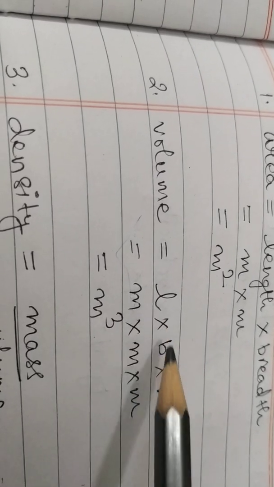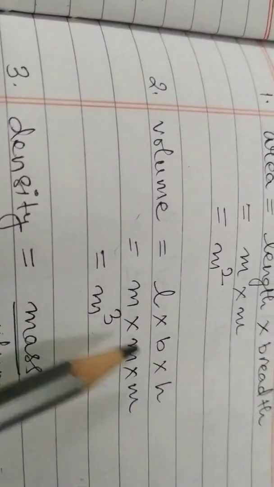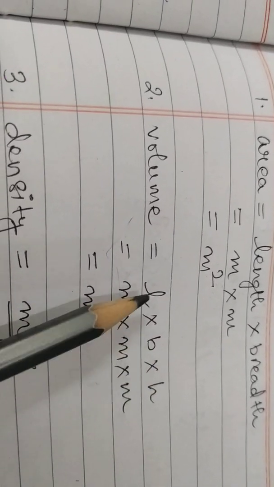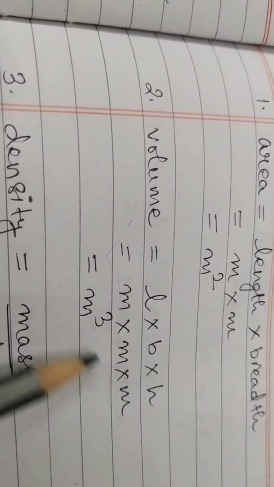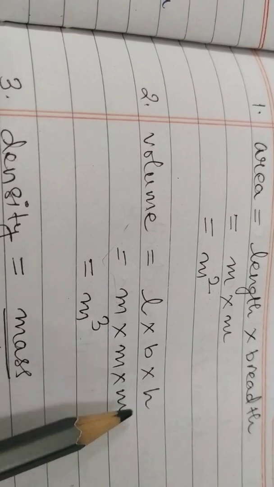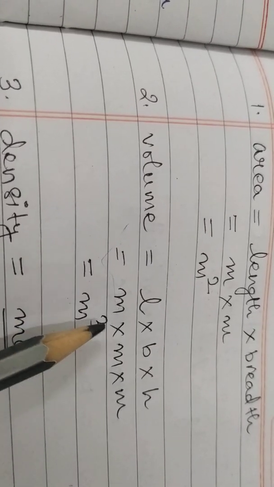In volume, length into breadth into height, writing all the units, unit of length meter, unit of breadth meter, height meter, 3 times it is being multiplied, so meter to the power 3, meter cube.